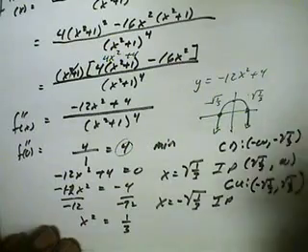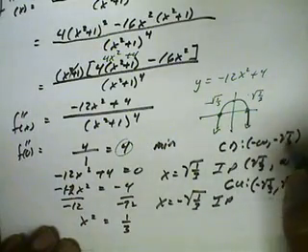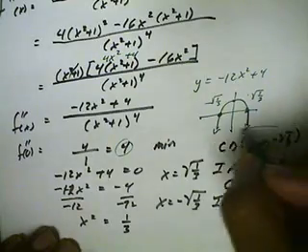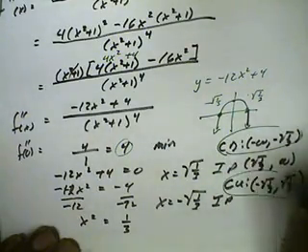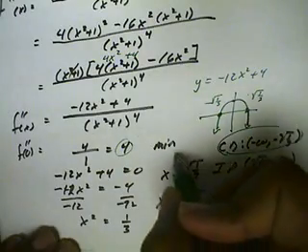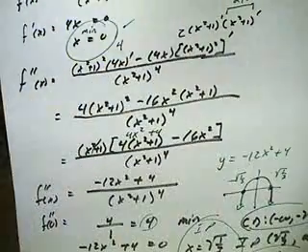Let's write all these down. Concave down, concave up. These are inflection points right here. And we have that x equals 0 is a min.